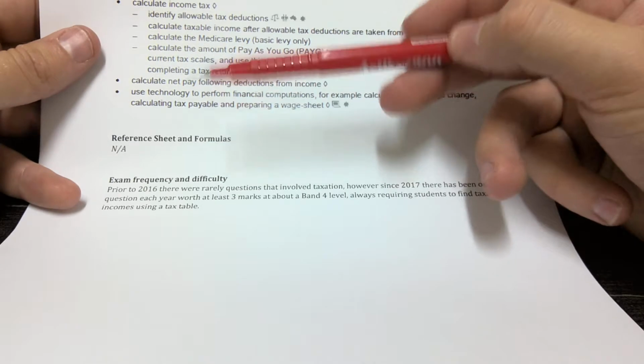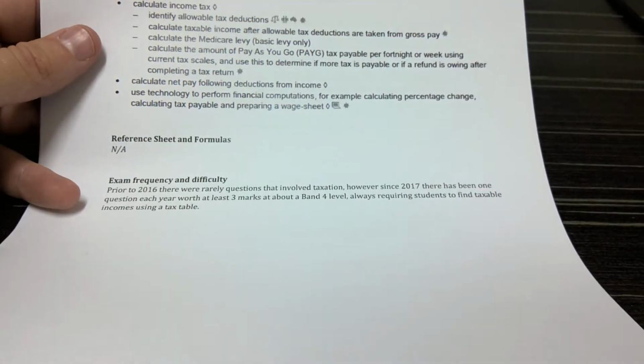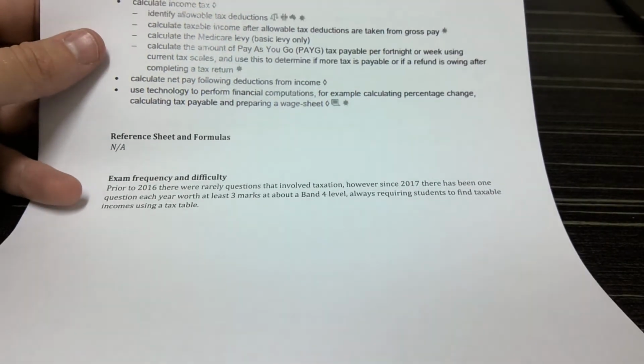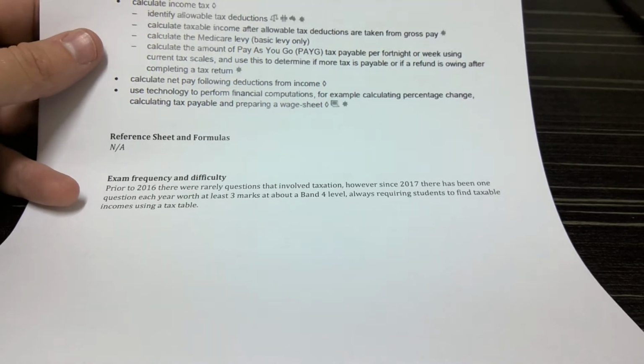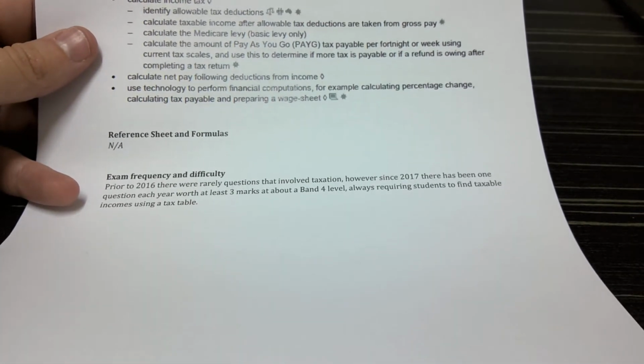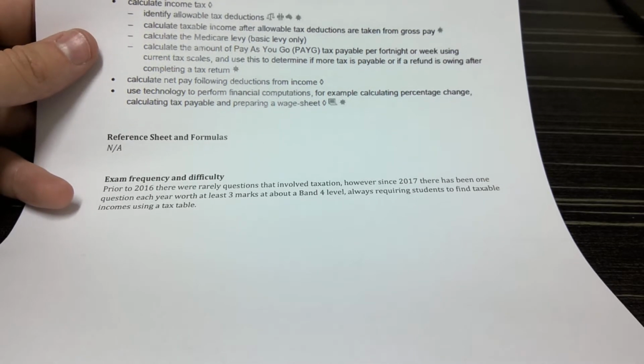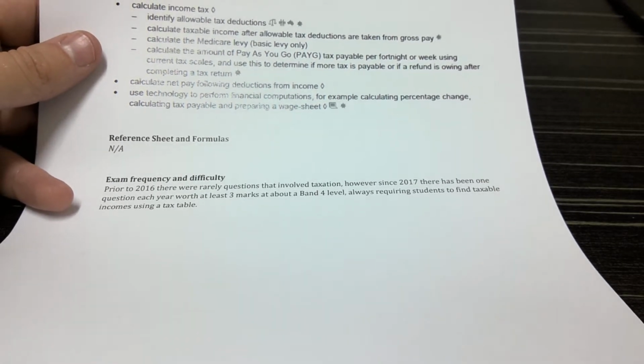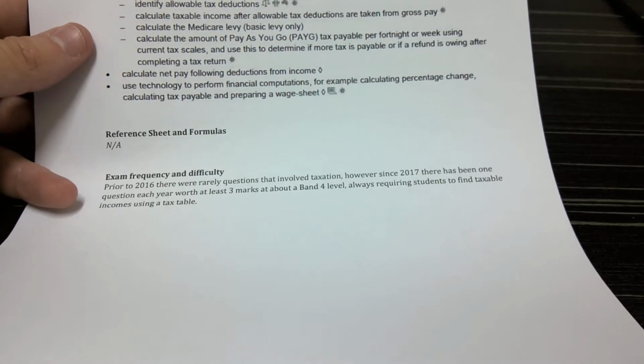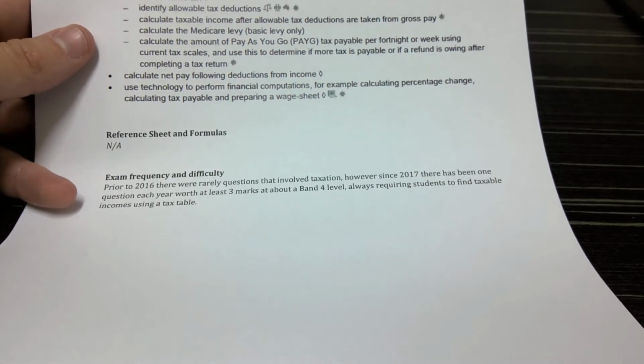So there are no reference formulas or anything for that in this. The only things you really need to know are the rates of Medicare levy, which is 2%, and again, it's given to you in the question, and also details of the tax table. And of course the tax table, if there is a question in the HSC, you'll be given the tax table for sure.